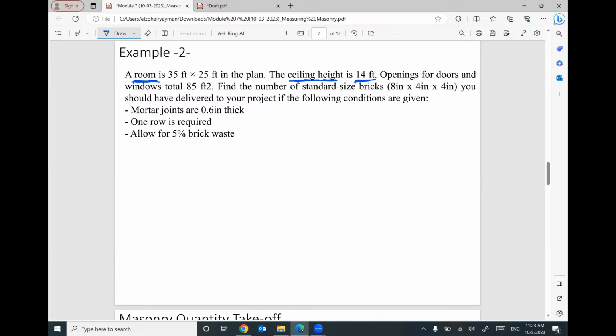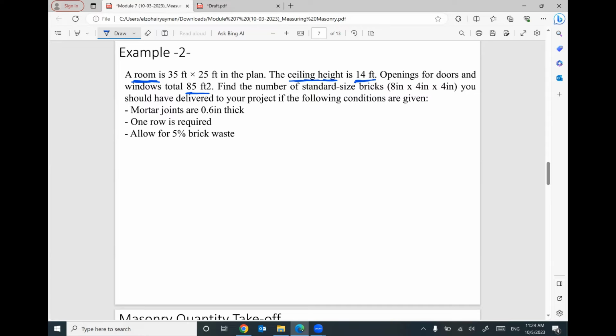We have opening for doors and windows. The total surface area. I think this number is too much. 85 square feet. But we can keep it. That's fine. Maybe most of the room is opening. That's fine.